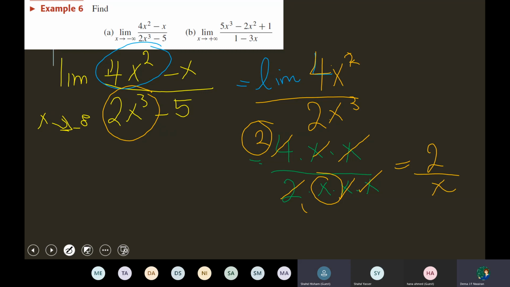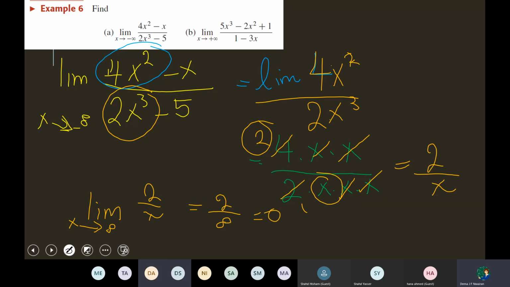over x. Teacher, why are they the same answer? The longest way and the shortest way, why do we get the same answer? It's 2 over x, when x approaches infinity. Then after that, let's substitute: 2 over infinity, which is 0. Is it clear now?